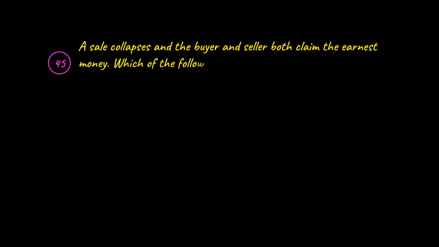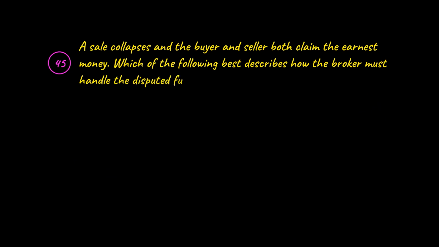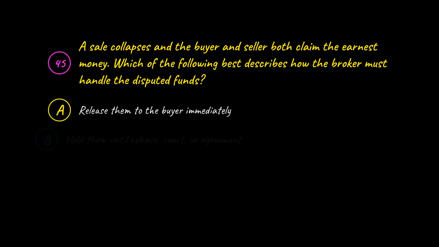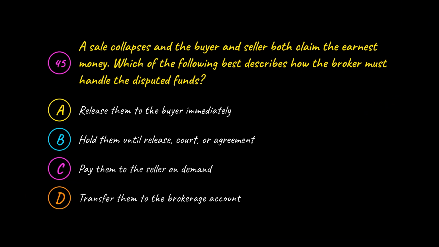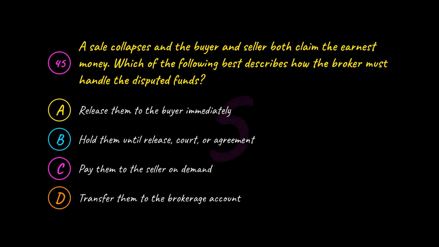Question 45. A sale collapses and the buyer and seller both claim the earnest money. Which of the following best describes how the broker must handle the disputed funds? Your options are A. Release them to the buyer immediately. B. Hold them until release, court, or agreement. C. Pay them to the seller on demand. D. Transfer them to the brokerage account. Pick one. Trust your gut. Here's your chance to test yourself.